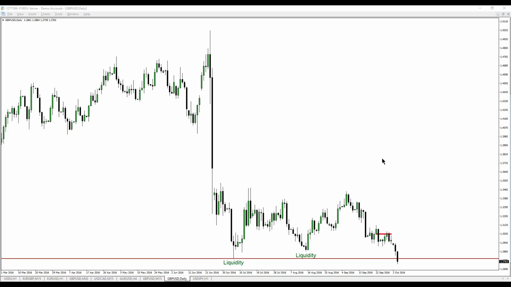I sent a tweet highlighting the liquidity pool, which is taught in the September content. And there's another liquidity pool resting below these lows here.